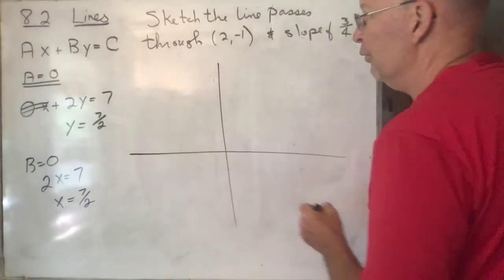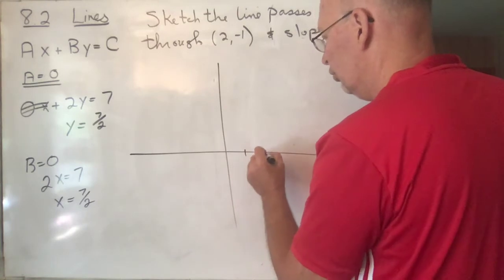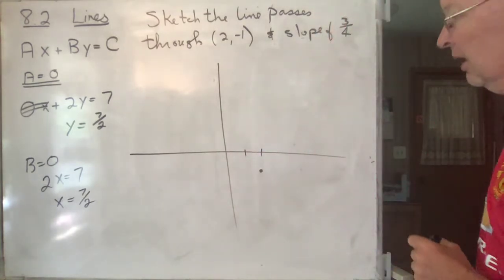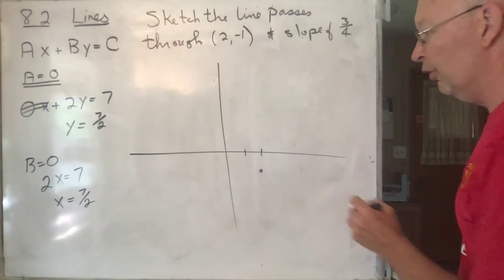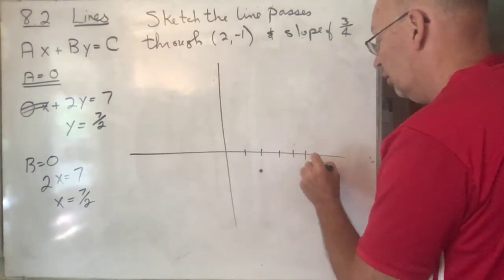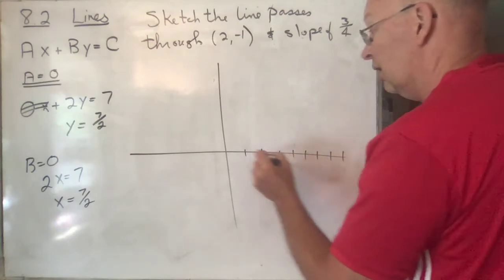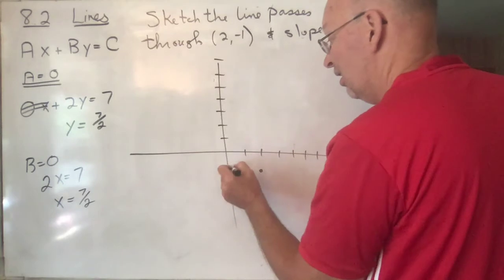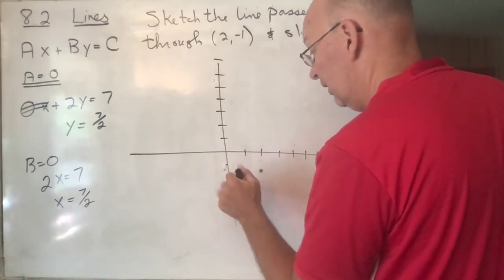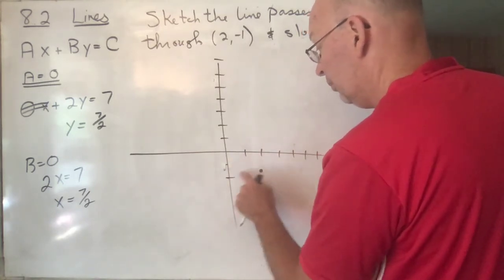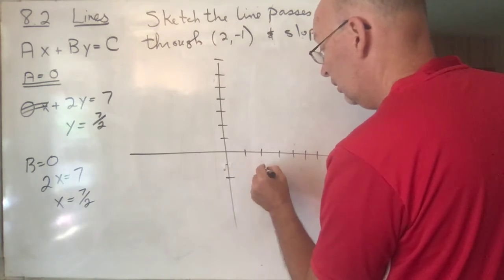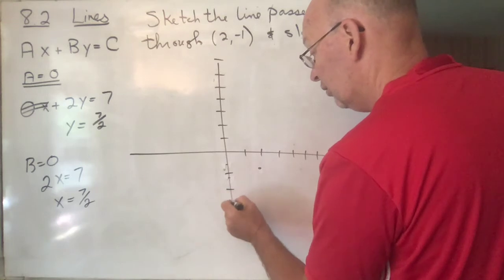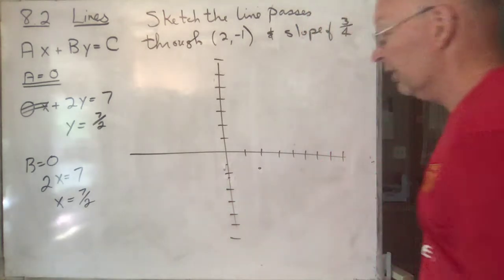So first of all, it goes through the point 2, -1. So I go 2 in this direction and 1 in that direction. So I know it goes through that point. And now it has a slope of 3/4. Whoops, 2, -1. That's a -1 right there. Let's put that up just a little bit higher maybe. There we go.